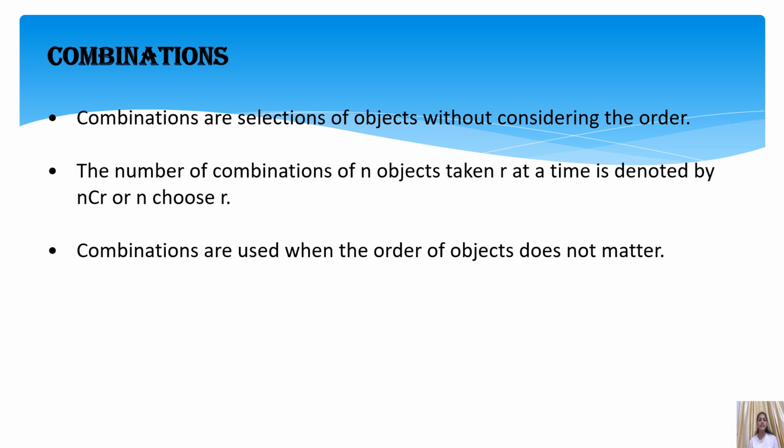The other one is combinations. Combinations are selections of objects without considering the order. The number of combinations of n objects taken r at a time is denoted by n choose r. Combinations are used when the order of objects does not matter.